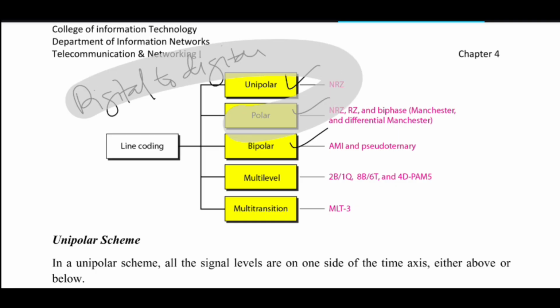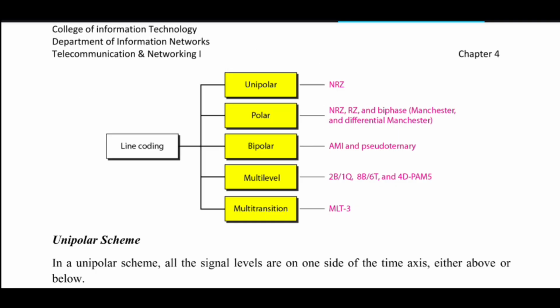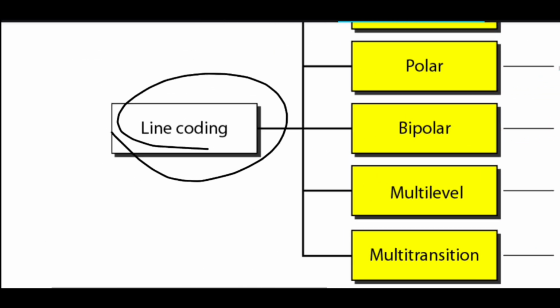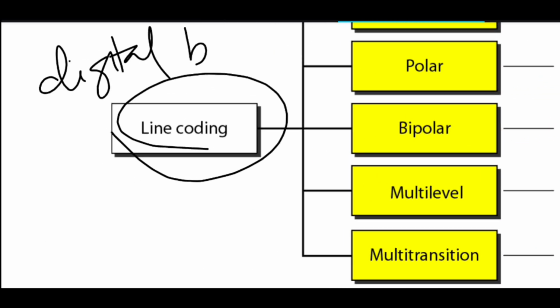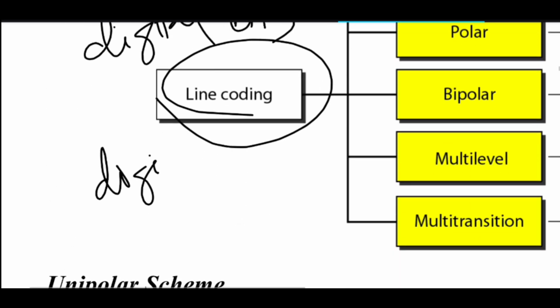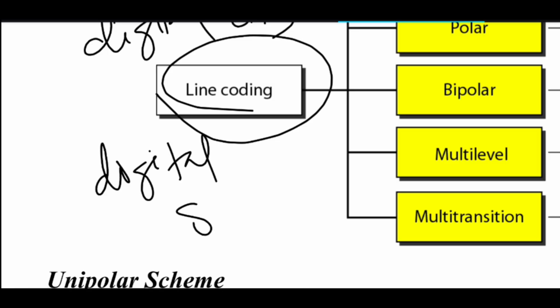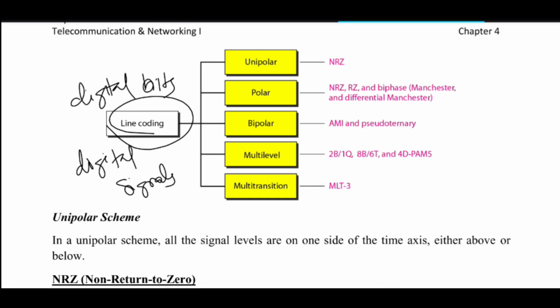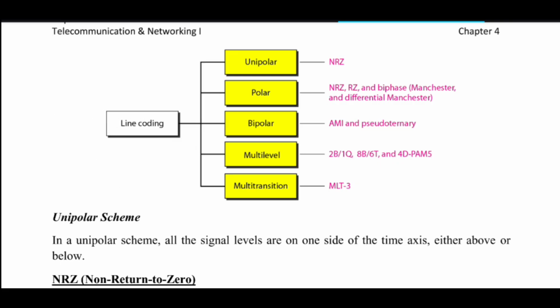First of all, what do you mean by line coding? Line coding means converting the digital bits into digital signals. Let's discuss how we are going to convert in unipolar.